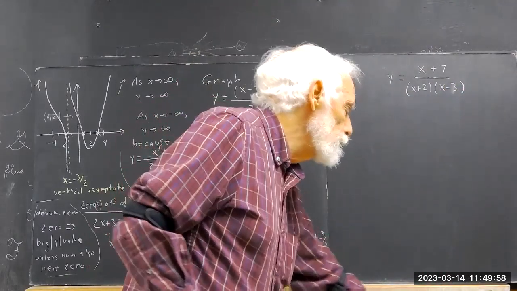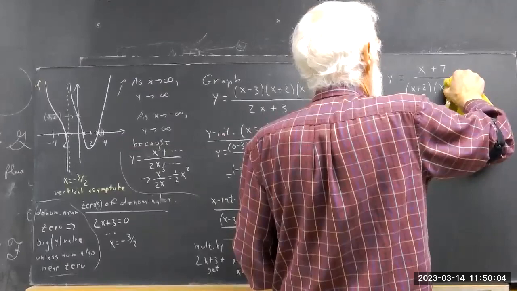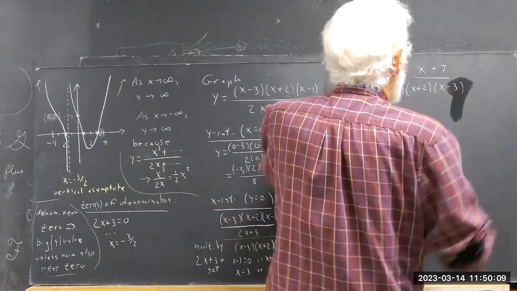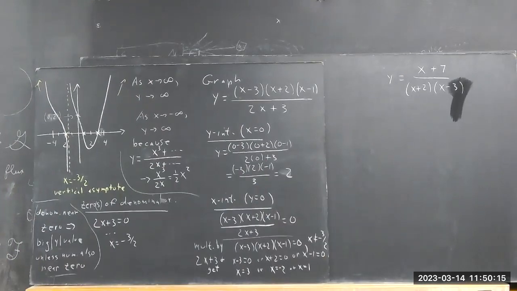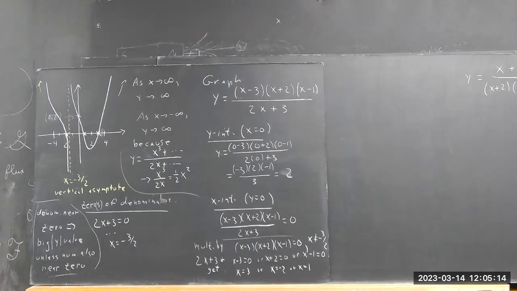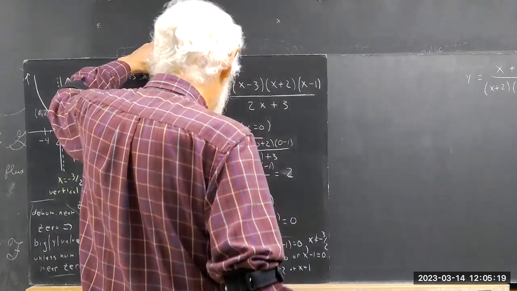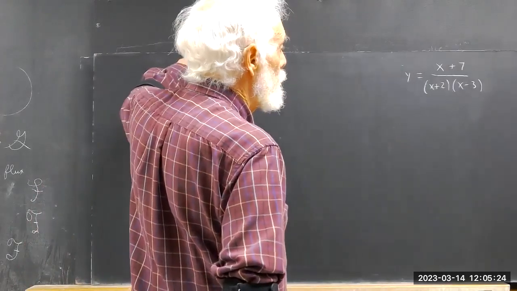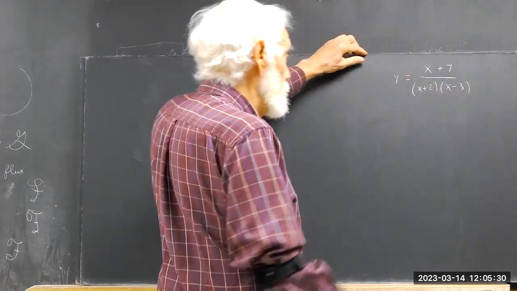Okay, just a little simpler. But there's a twist in it that nobody's seen yet. Not much of a twist. Just follow the procedure and take what you get and see what happens. Okay, here we have a rational function: y equals x plus 7 over x plus 2 times x minus 3.